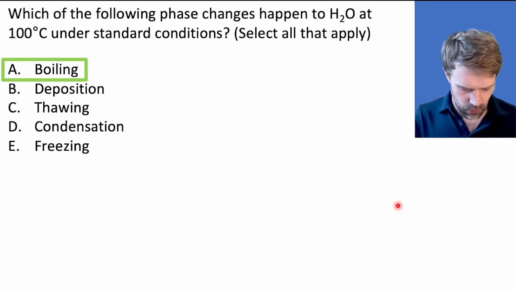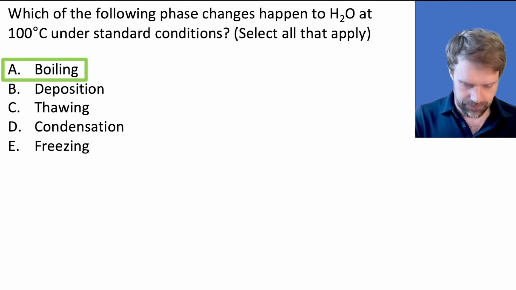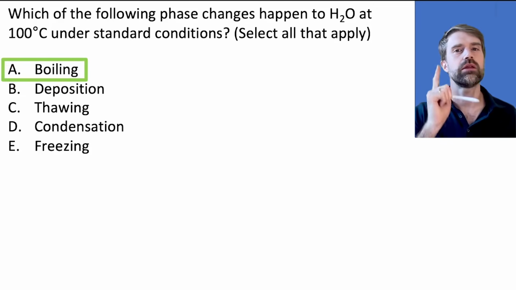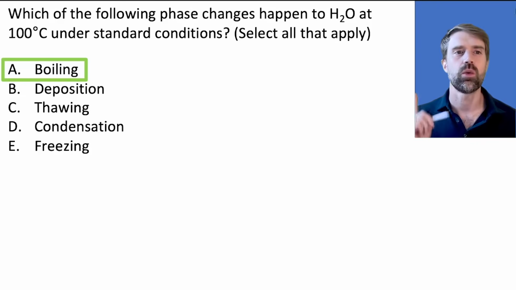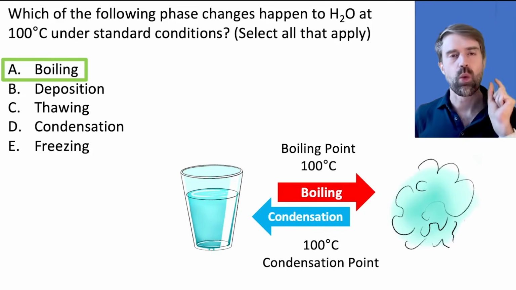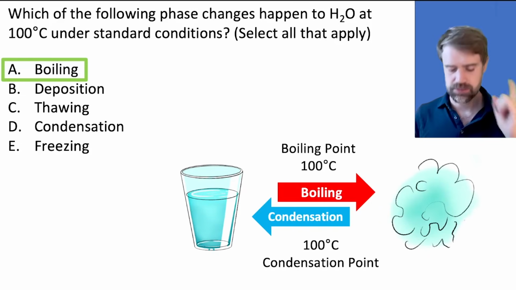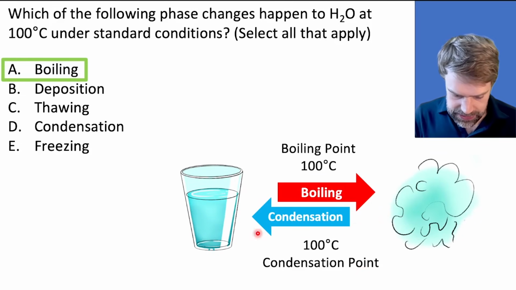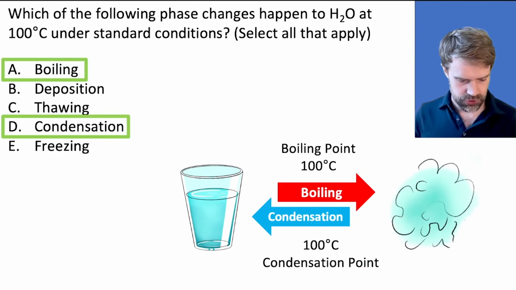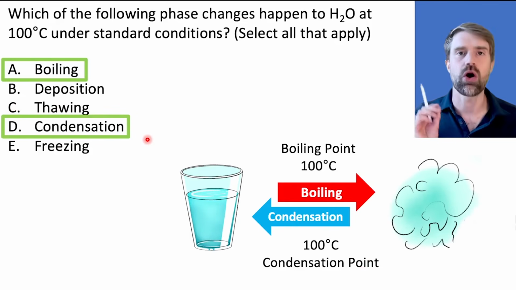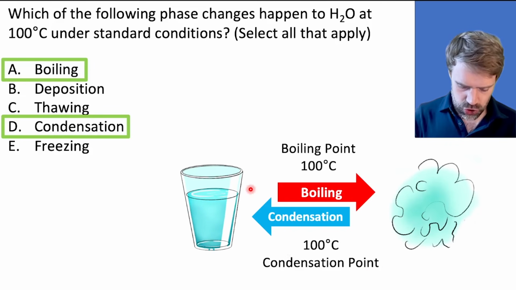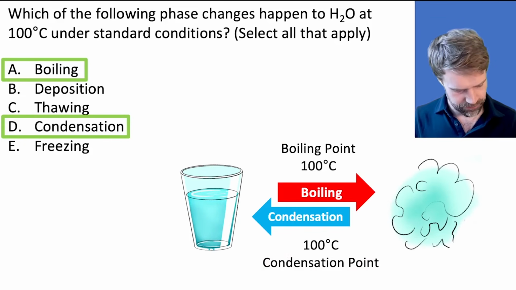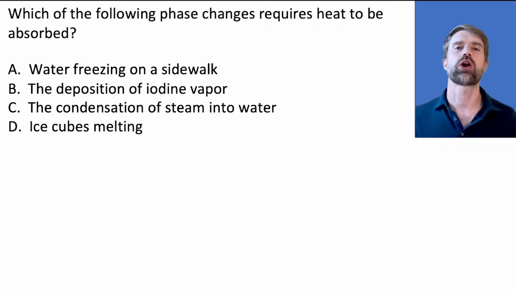Most people will immediately choose boiling, and that's correct, but it's not the only answer. That's a mistake that almost everyone will make. Remember that water boils at 100 degrees Celsius, but it also condenses at 100 degrees Celsius. So condensation, choice D, is also a correct answer here. This was a tricky question, but remember that two state changes happen at the same temperature, just in different directions. Let's try a harder question.